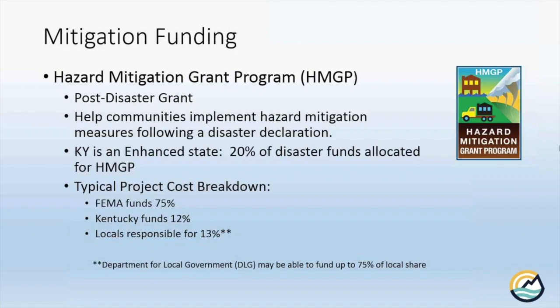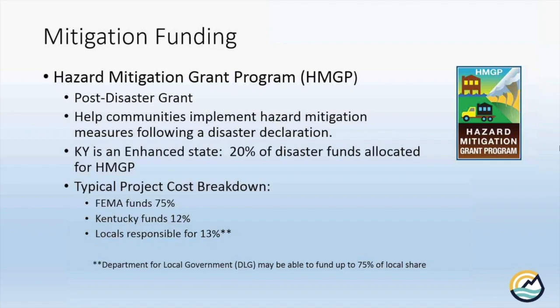So I said $8 million. The disaster was about $41 million, and Kentucky being an enhanced state, showing we do really good things, when you give us this money, we get 20% of that money for the HMGP grant program. The way it works is FEMA generally funds 75% of the grant.